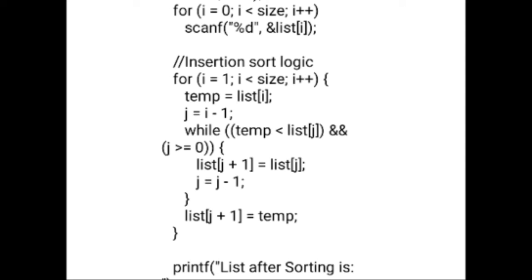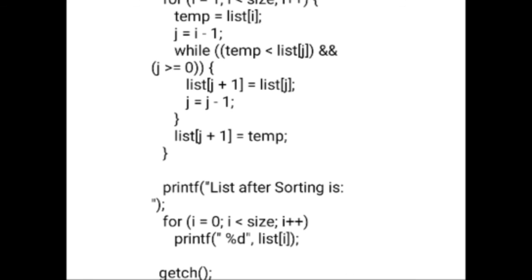Printf the list after sorting order is. For i equal to 0 and i less than size and increment i plus plus, printf percent d and list of i, and getch.